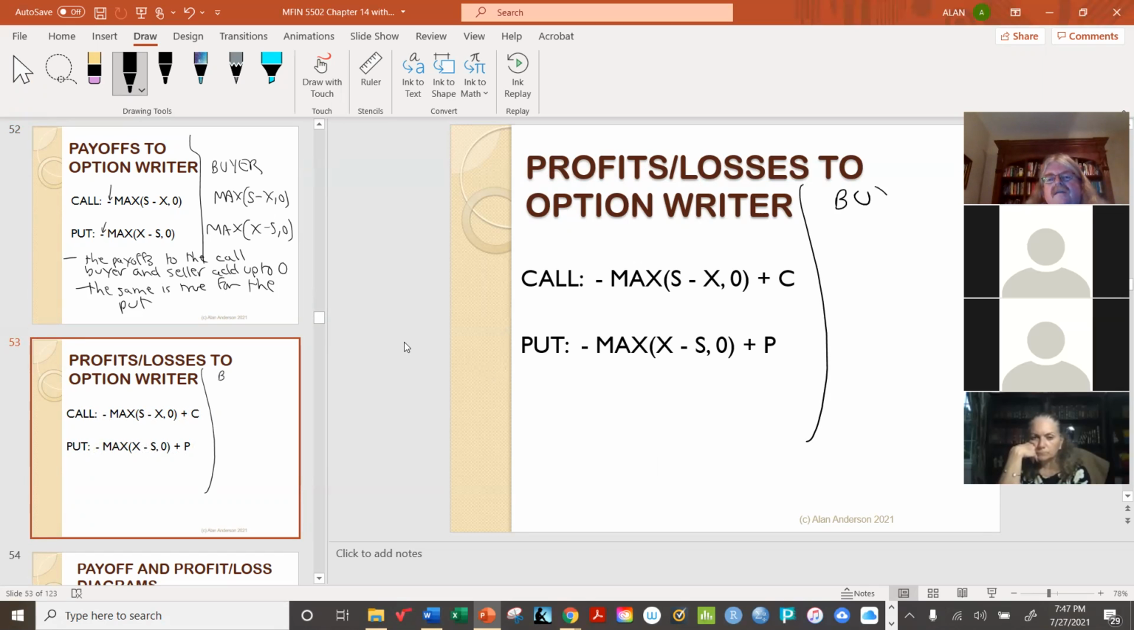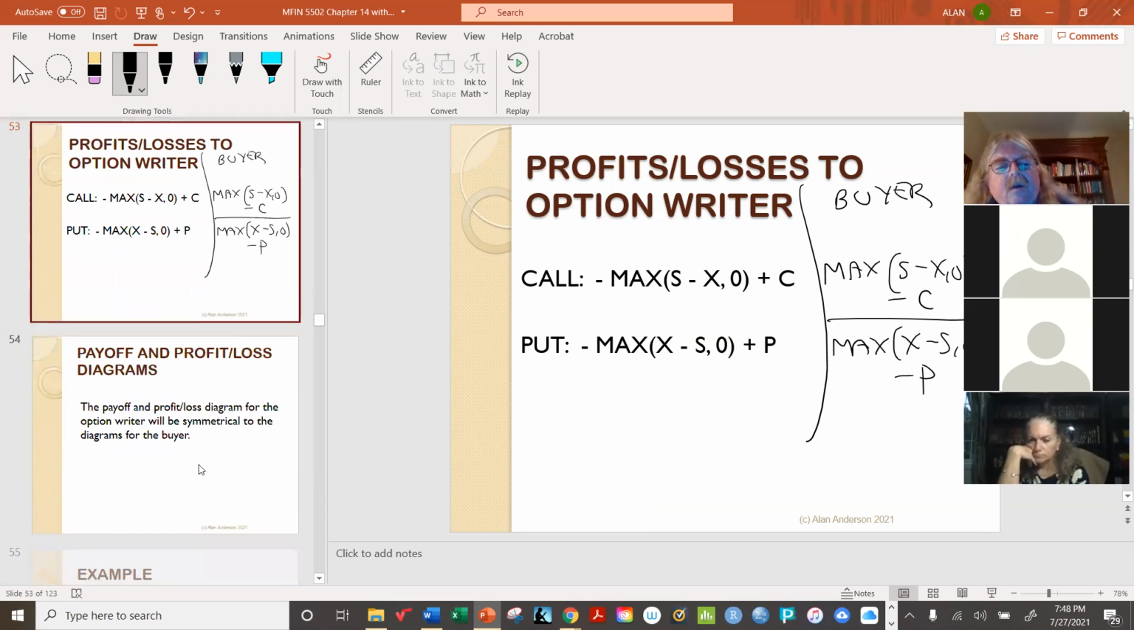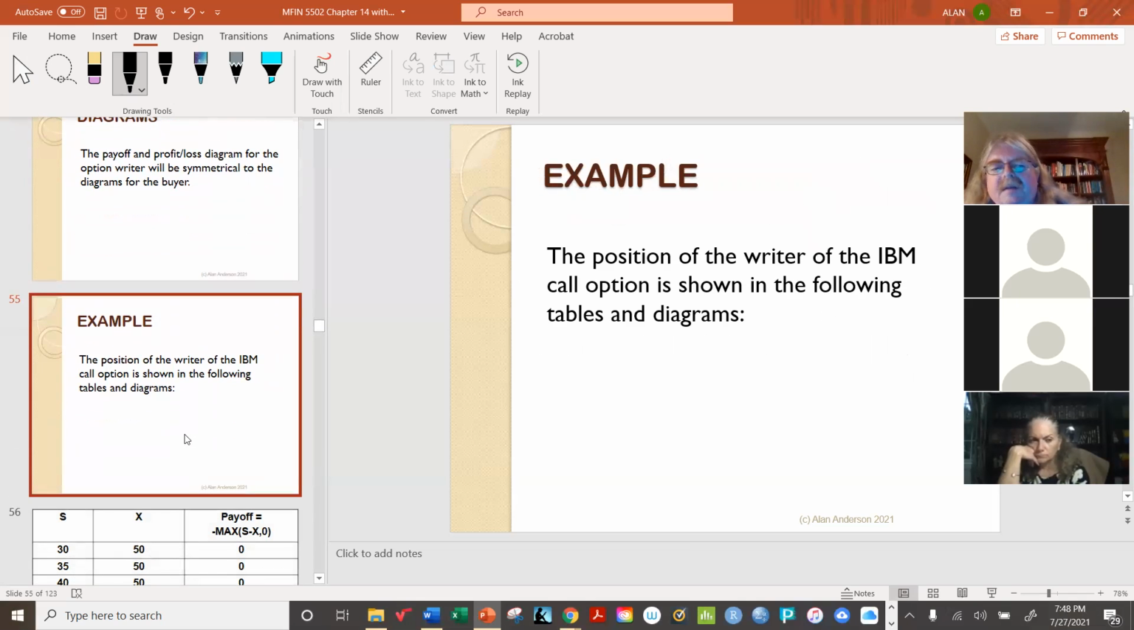And again, you'll see that's for the call. And you can see it's just the negative. The signs are different. They add up to 0. Now, here's going to be the fun part. What do you suppose the diagrams will look like? So let's go back to the IBM call option with strike 50 that sells for $3.